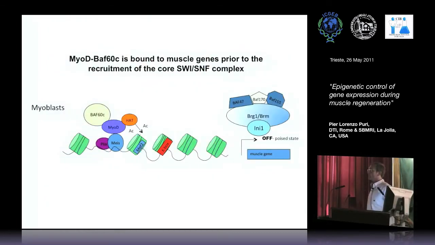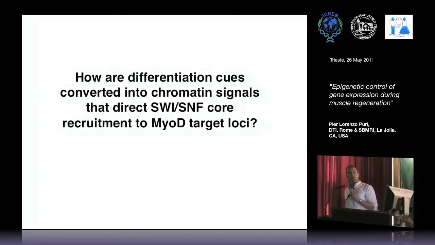And this is consistent with the model in which, before transcription in myoblast, there is a complex formed by MyoD, BAF60C, perhaps already P300, which somehow marks MyoD target genes or poises MyoD target genes for the activation of transcription as long as the core SWI/SNF complex is recruited. So what are the signals that allow the recruitment of this SWI/SNF complex during differentiation?